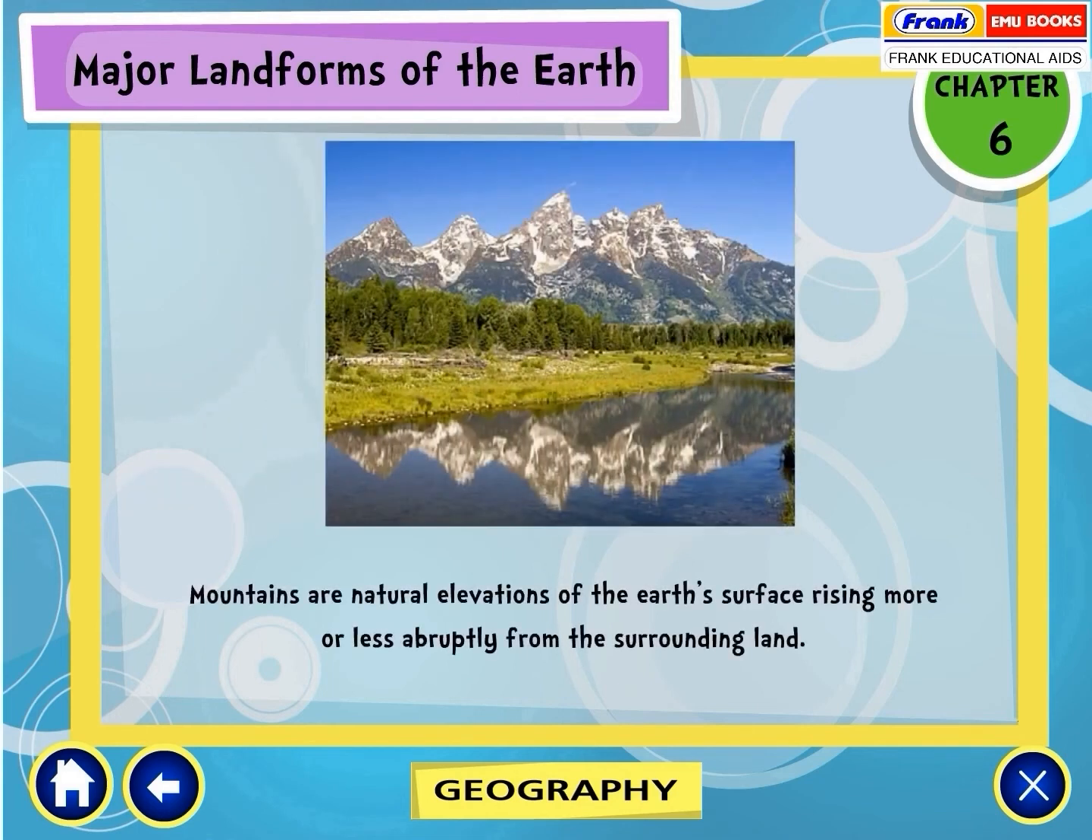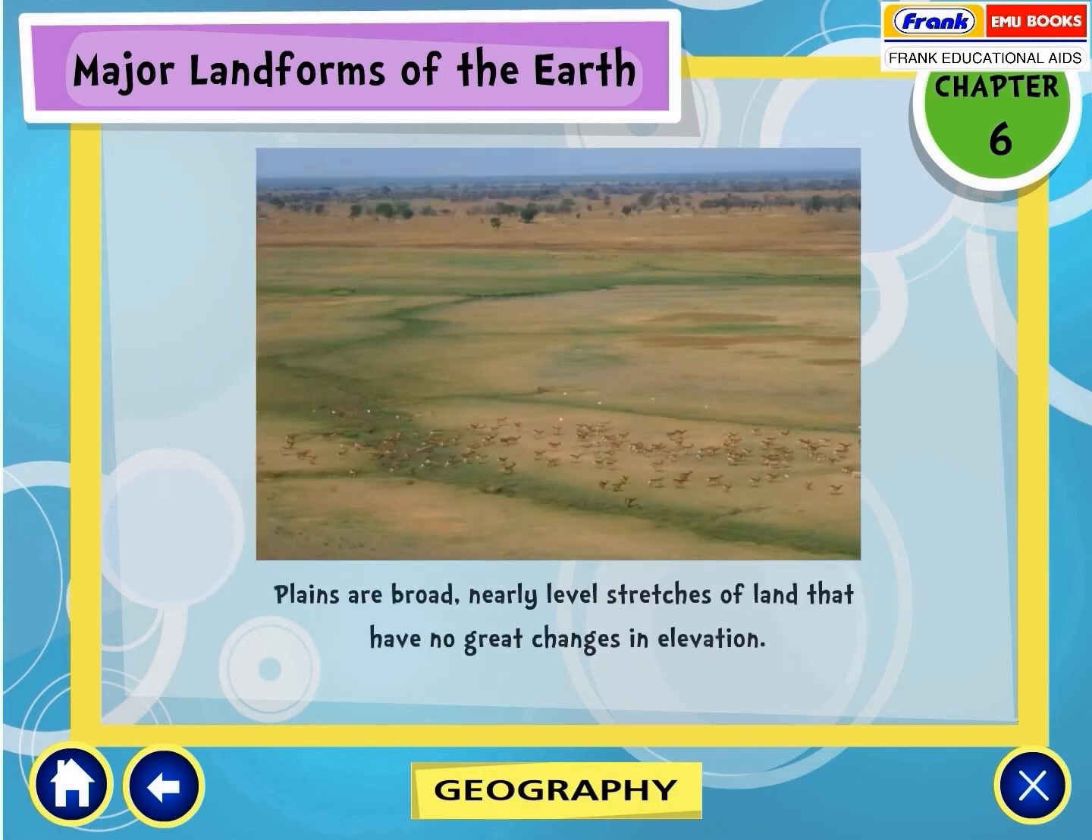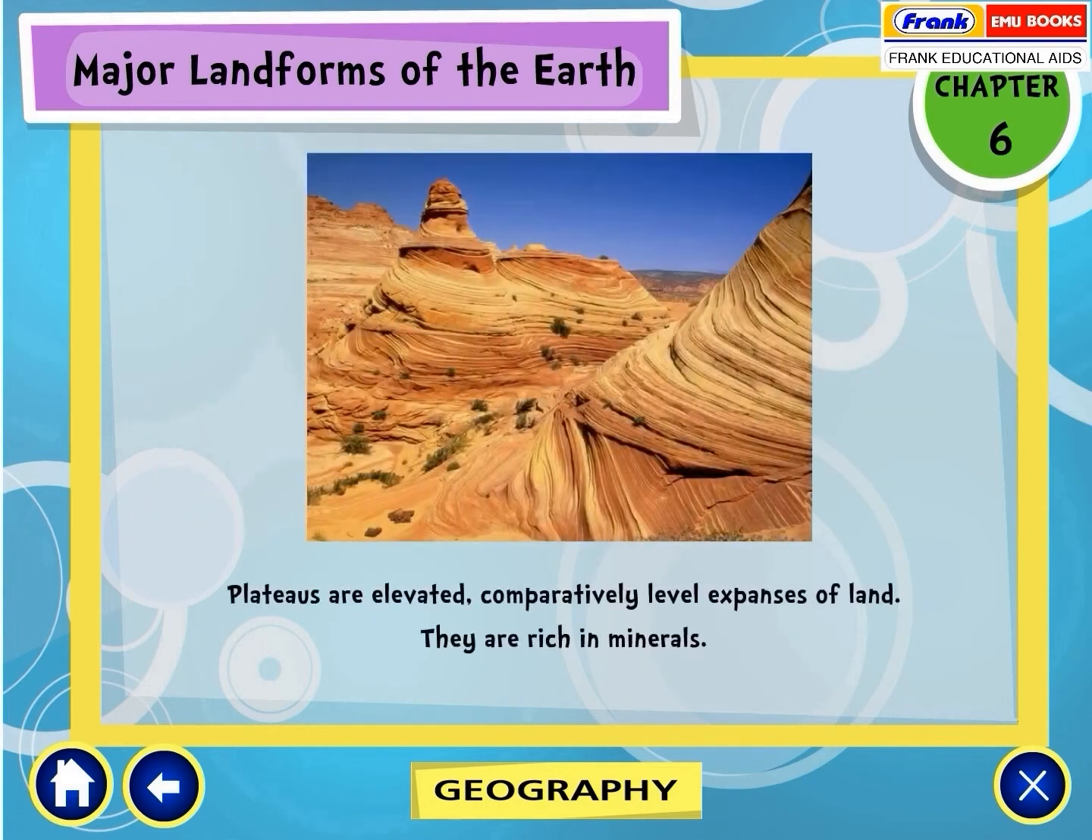Mountains are natural elevations of the Earth's surface, rising more or less abruptly from the surrounding land. Plains are broad, nearly level stretches of land that have no great changes in elevation. Plateaus are elevated, comparatively level expanses of land. They are rich in minerals.